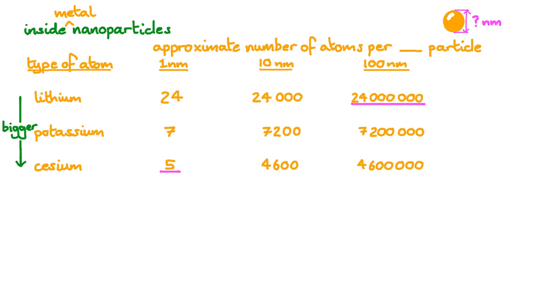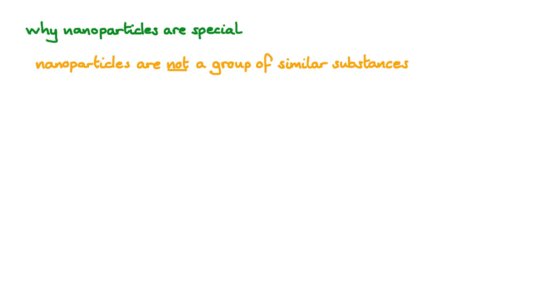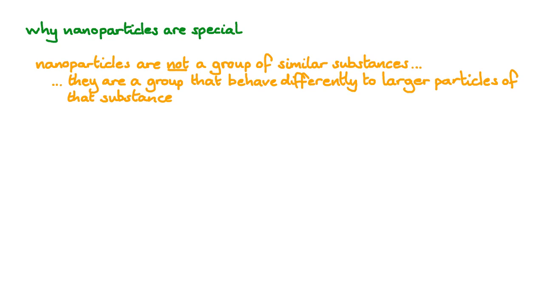Now we know what nanoparticles are and how to describe them. But why did we bother giving them a name in the first place? Often, when chemists give something a name, it's because of how it behaves, but nanoparticles are not a group of similar substances. Nanoparticles tend to behave differently to larger particles of the same substance.